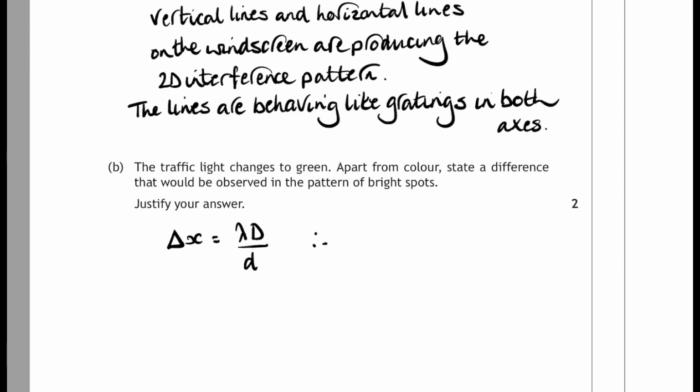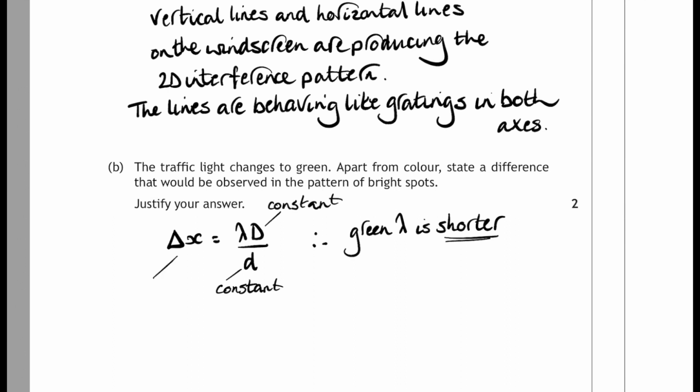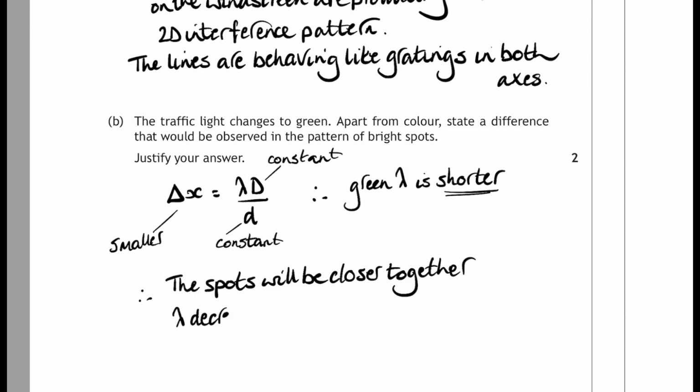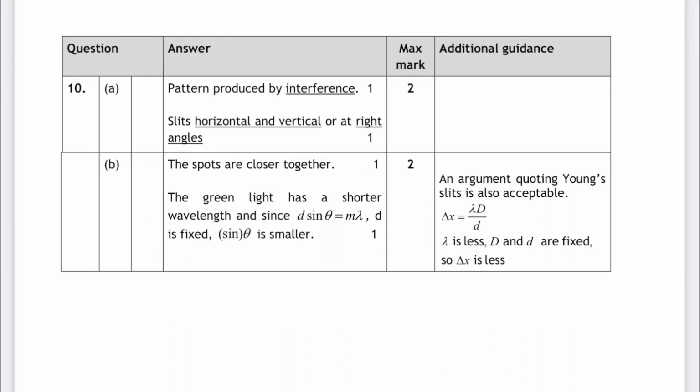If the traffic light changes from red to green, then you should know that the wavelength of green light is shorter than red light. So if lambda is smaller, and small d is constant, big D is constant, then delta x, the distance between the spots, must be smaller as well. So the bright spots in the pattern will be closer together because lambda has decreased, therefore delta x decreases, and big D and small d are constant.